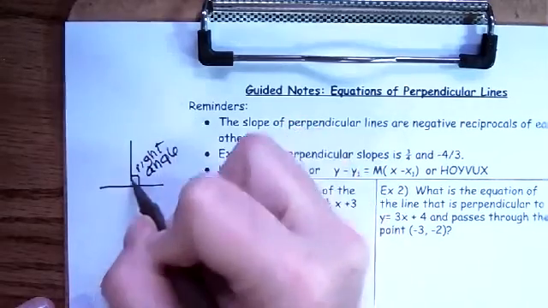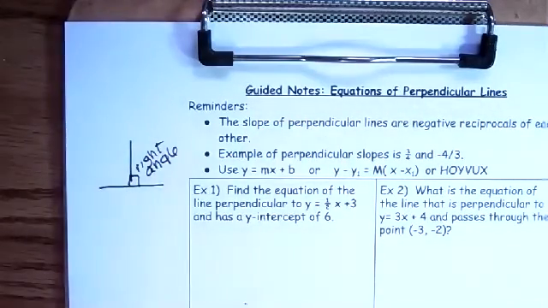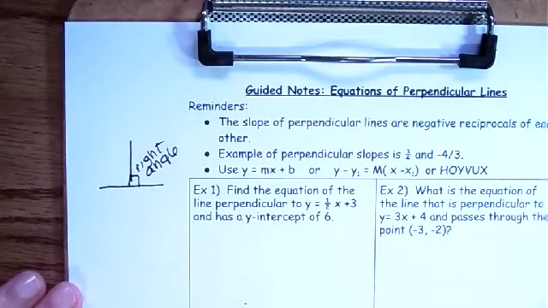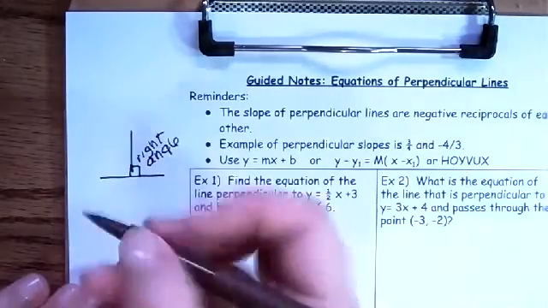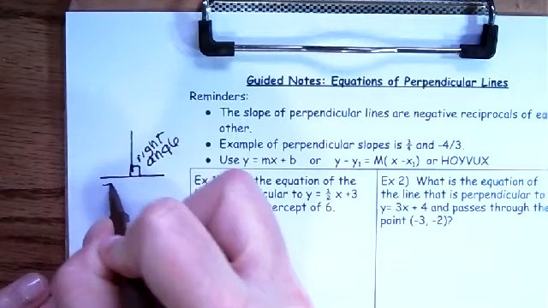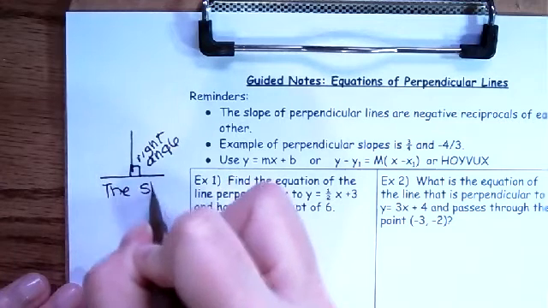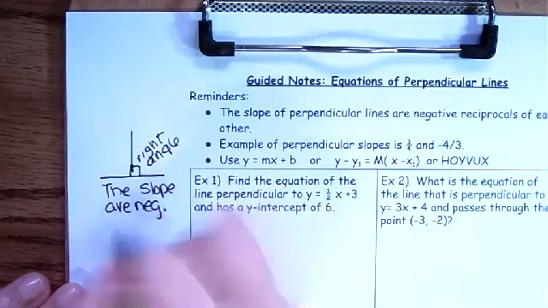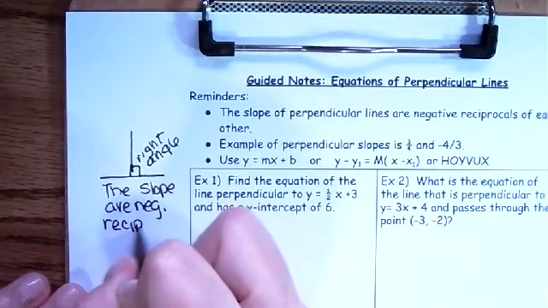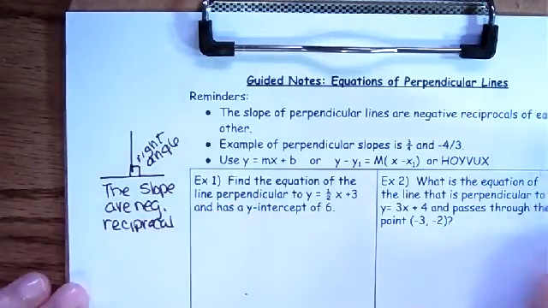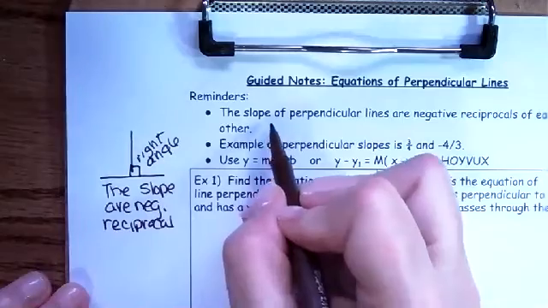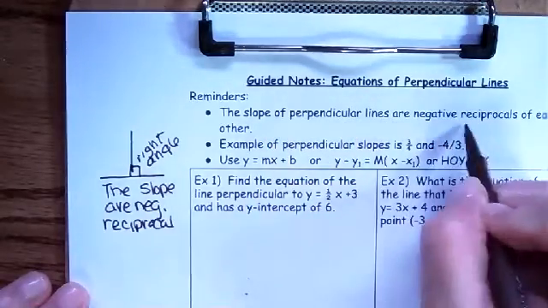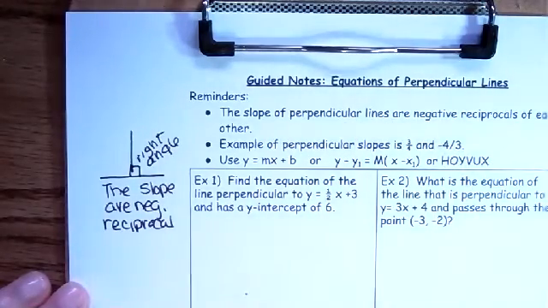Now, when we were doing parallel lines, we said the slopes are the same. But that can't be true for two lines that make a right angle. What is true is the slopes are the negative reciprocal. And that is right up here. The slope of perpendicular lines are negative reciprocals of each other.